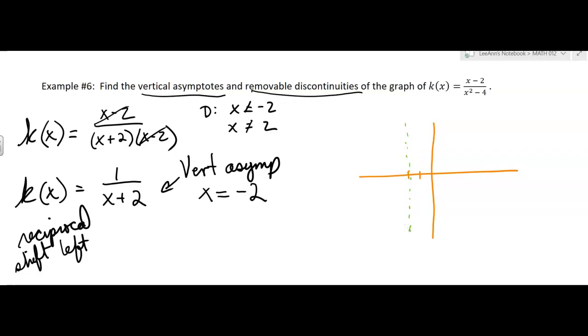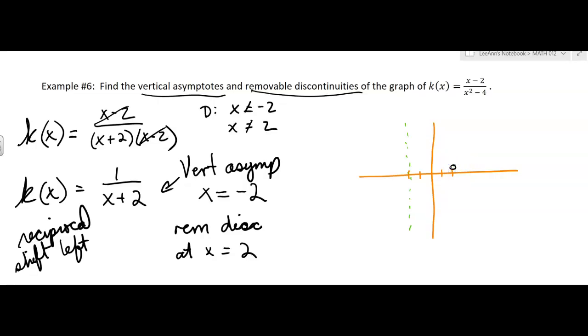Okay? Now, what about the removable discontinuity? Well, the removable discontinuity, I'm abbreviating, occurs at x equaling 2. Okay, so that's where there's going to be this hole in the graph. So let me count over to 2 here. There's going to be a hole right here.